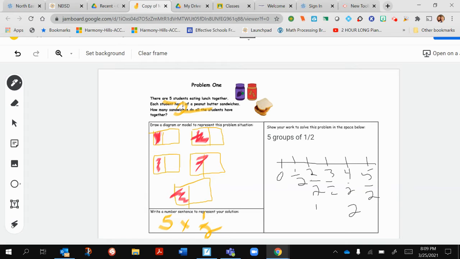Okay. And so now I'm going to have 5 jumps. 1 jump, 2 jumps, 3 jumps, 4 jumps, 5 jumps. And remember that I can always reference over here to my groups to make sure that I am doing the correct jumps and it matches my numbers. So my answer is going to be 5 halves. So I have 5 times 1/2 equals.